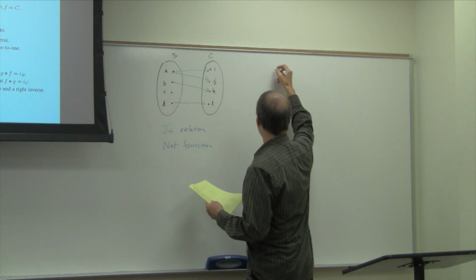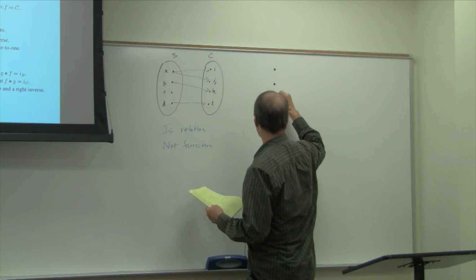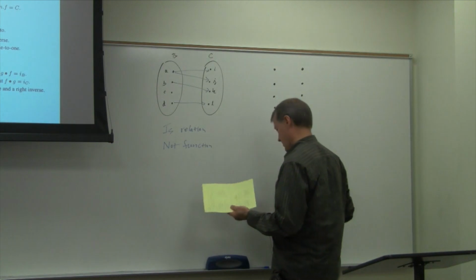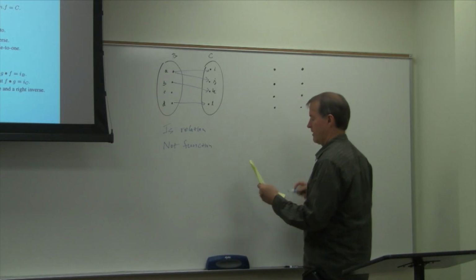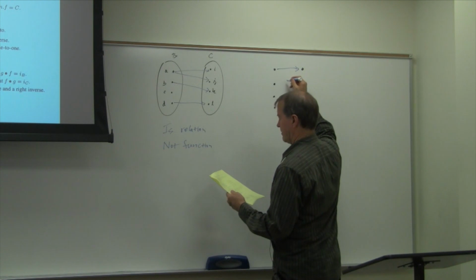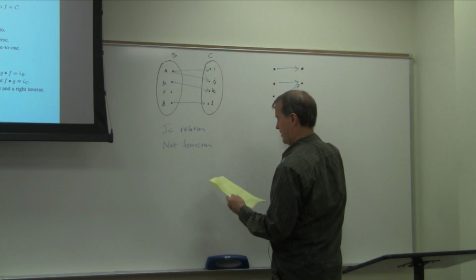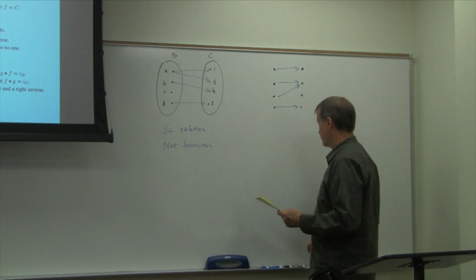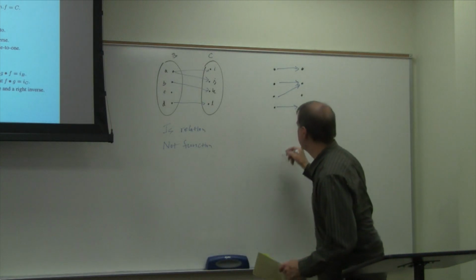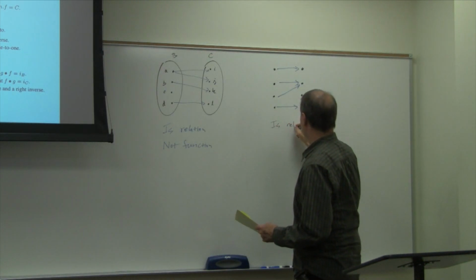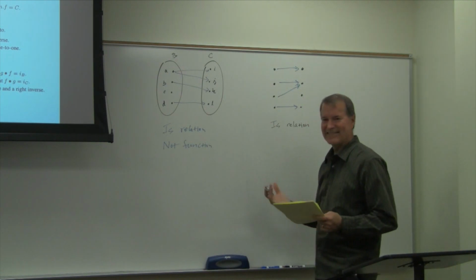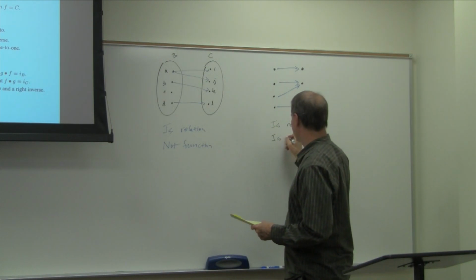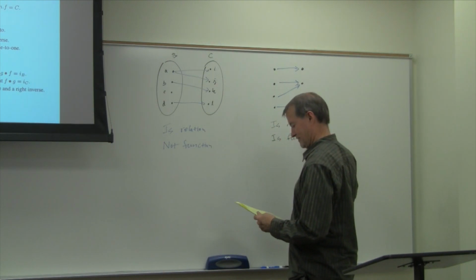Suppose we have, I won't take the time to label them, I'll just draw the mapping. Suppose we have from here to here, from here to here, from here to here, and from here to here. Now what about this? Is it a relation? Yes, a relation is a set of ordered pairs. And is it a function? Yes.